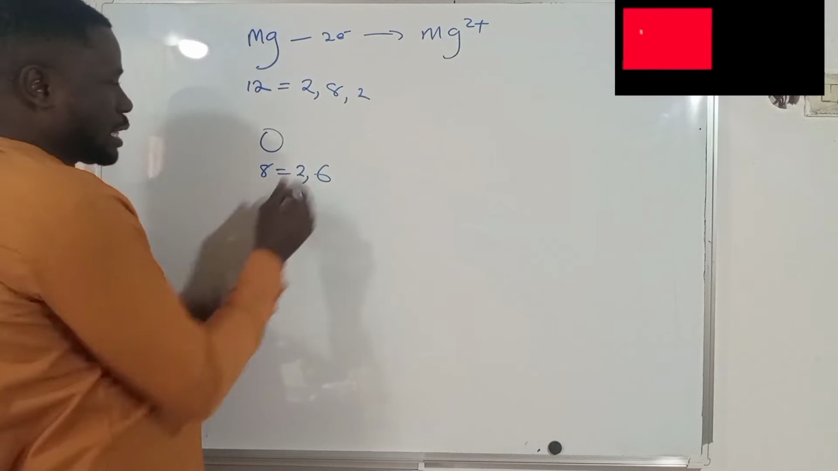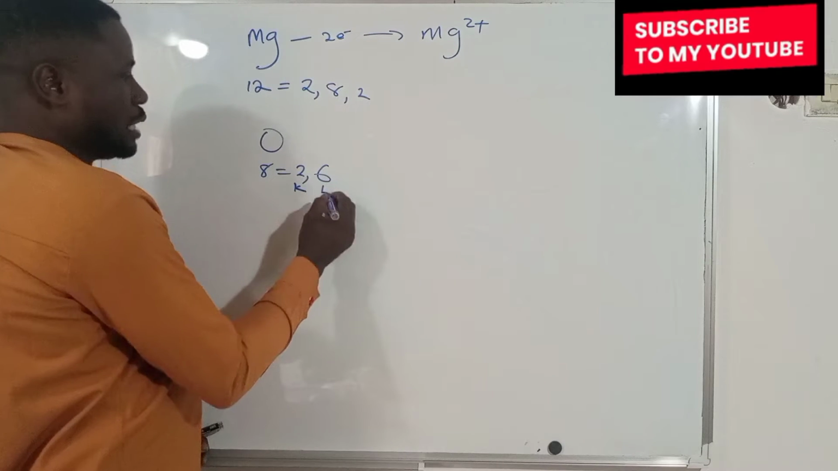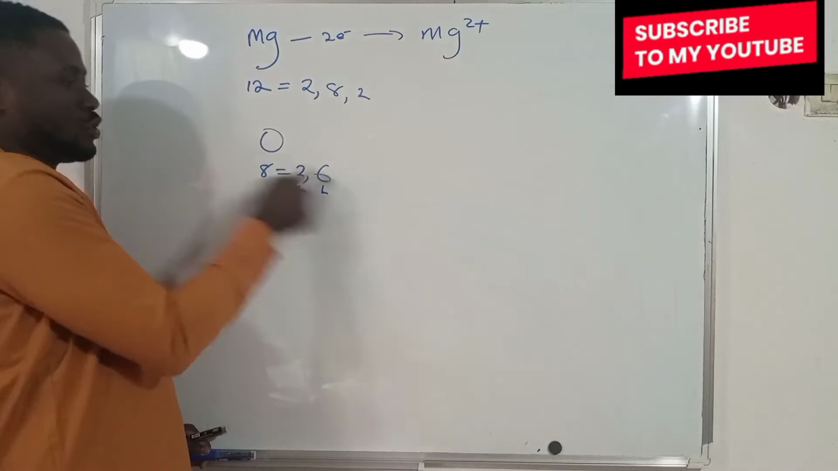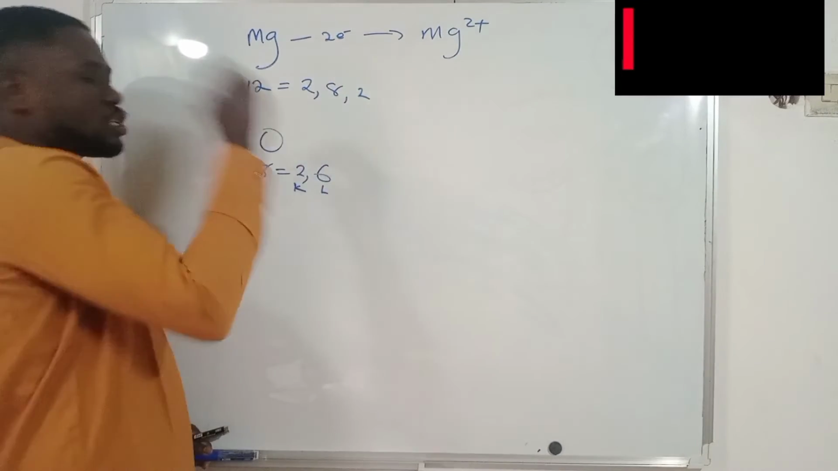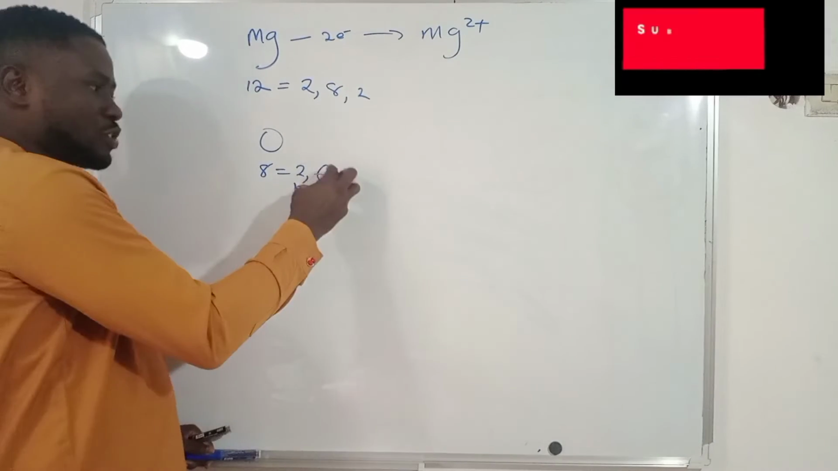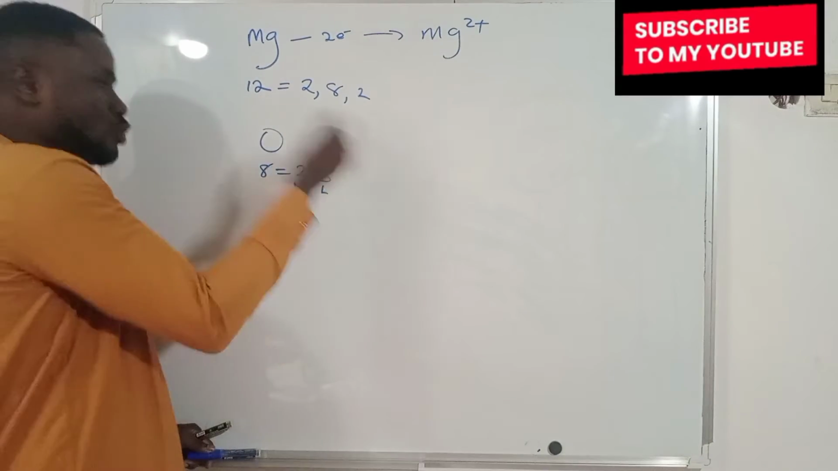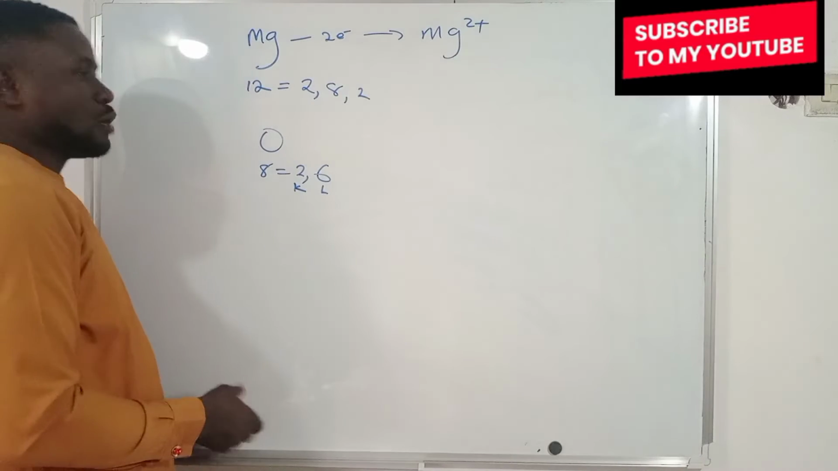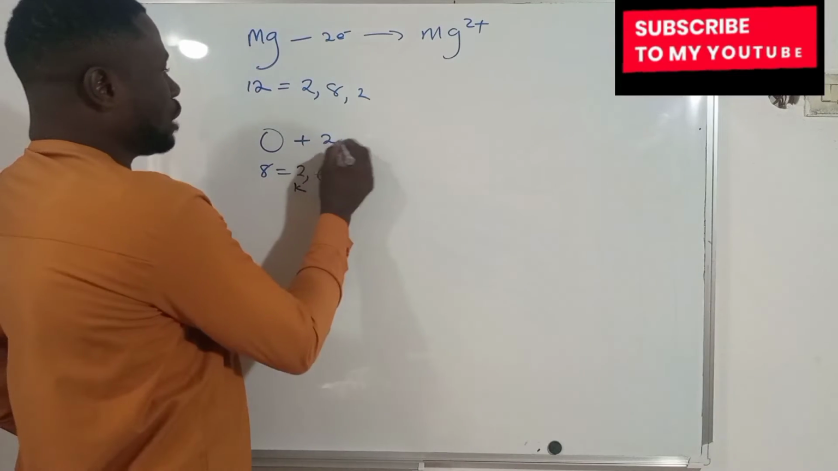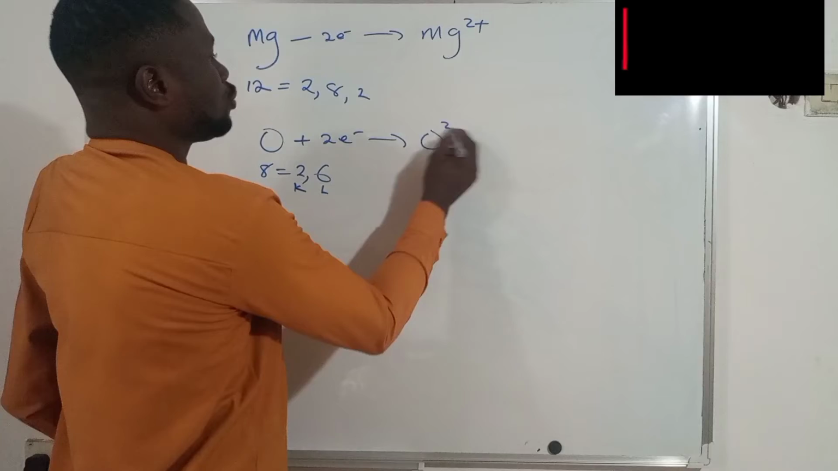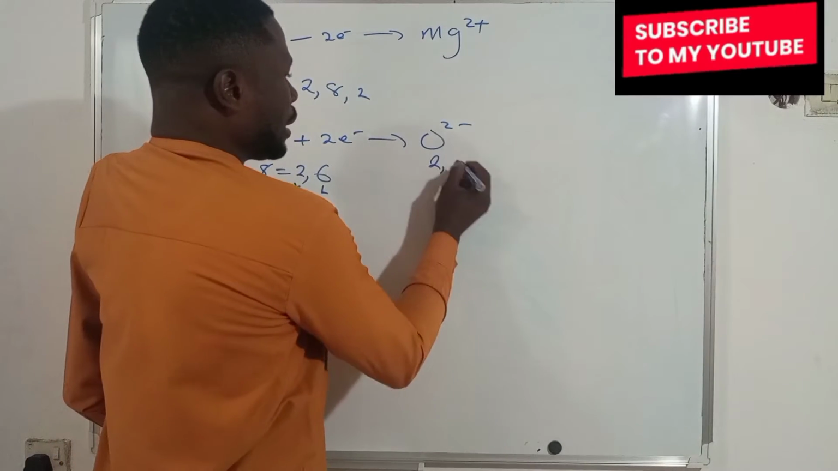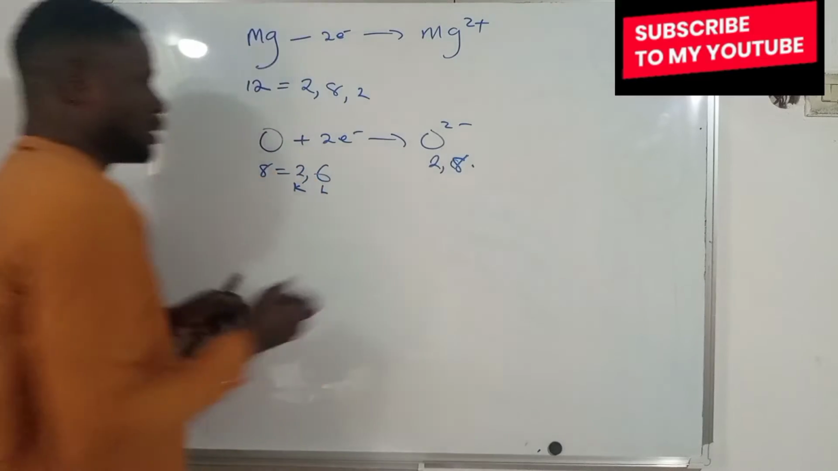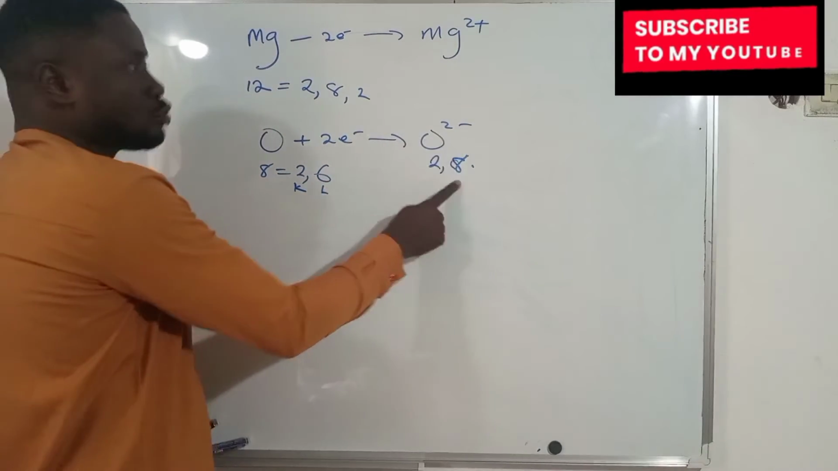Remember that this is the K shell. This is the L shell. So the L shell for oxygen has 6 electrons. Normally, for it to be stable, the L shell must have 8 electrons. So oxygen requires 2 electrons to make the L shell become 8, which is why oxygen will take in 2 electrons, and that will become oxygen 2 minus. Oxygen 2 minus is 2,8.